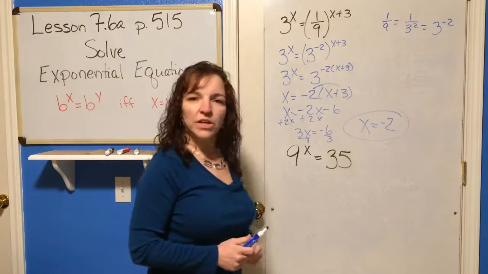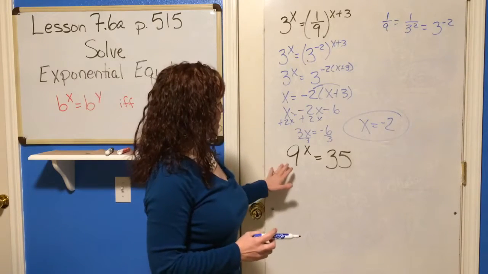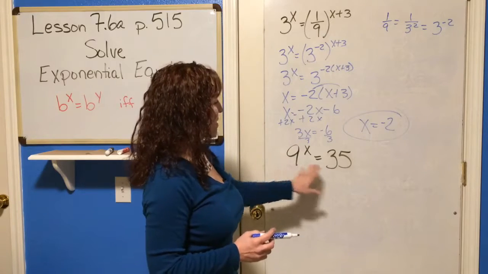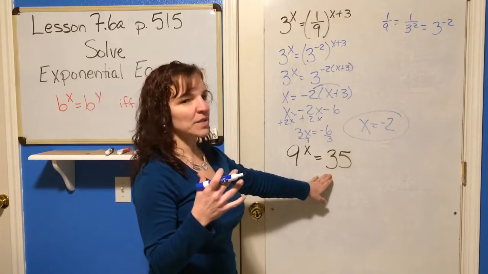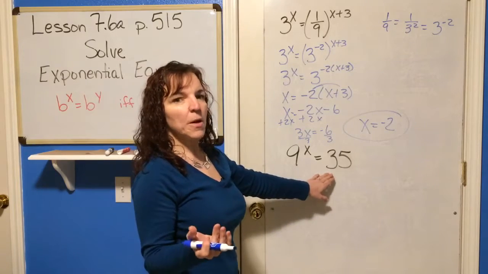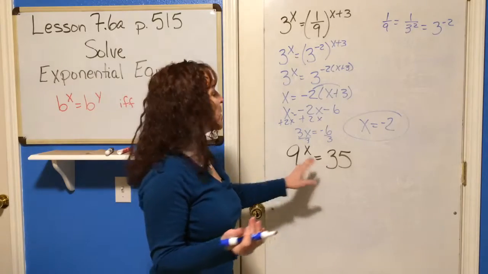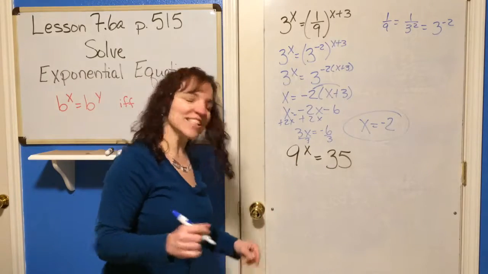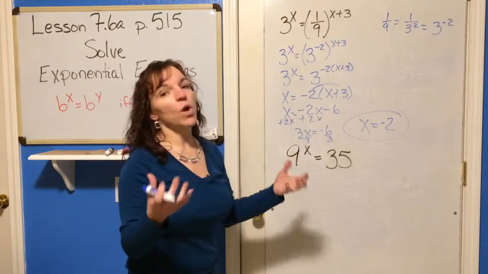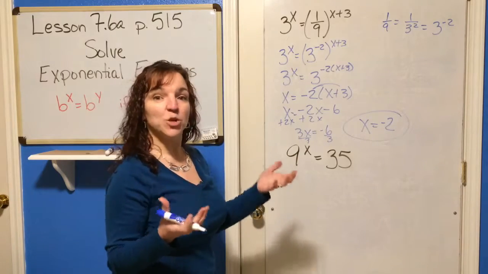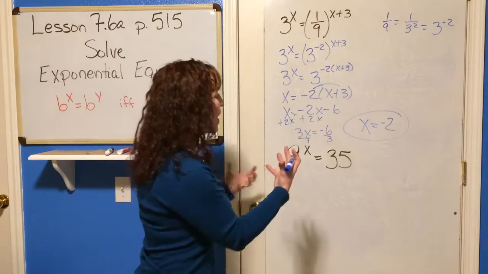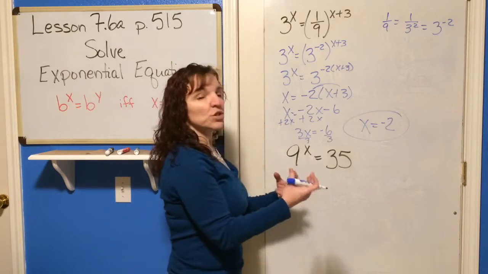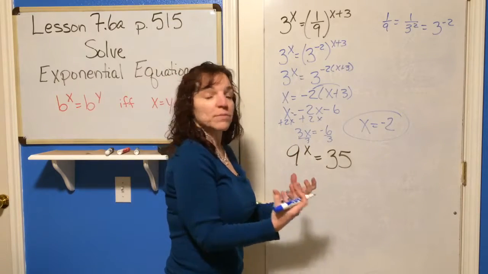Now, that's fine and dandy, but what happens if, say in this one, 9 and 35 don't have a base in common? There's no way to, because 35 is 5 times 7. There are no 3's in that. So what we can do is this. Remember, we can do anything we want to an equation as long as we do the same thing to both sides. So we can manipulate those numbers to make them be what we want them to be.